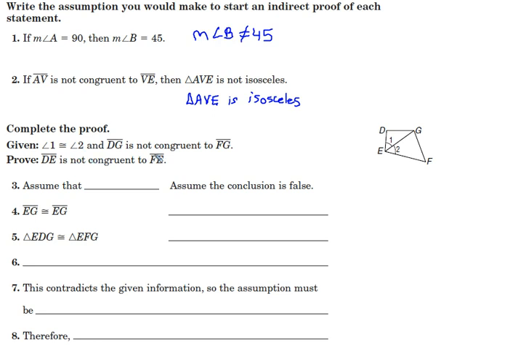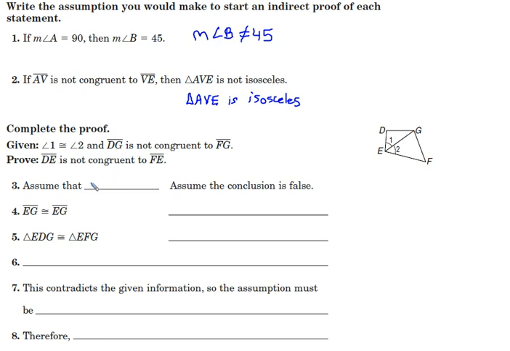Okay, now we're going to work through a proof here. It is given that angle 1 and angle 2 are congruent. We see that here. DG, the side DG here, is not congruent to FG. So that is what's given. We're to prove that DE, this side here, is not congruent to FE, right here.